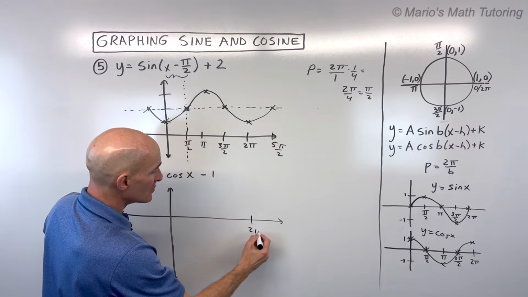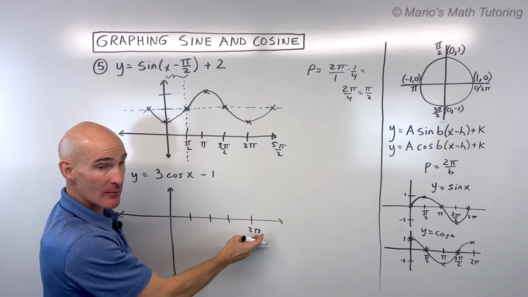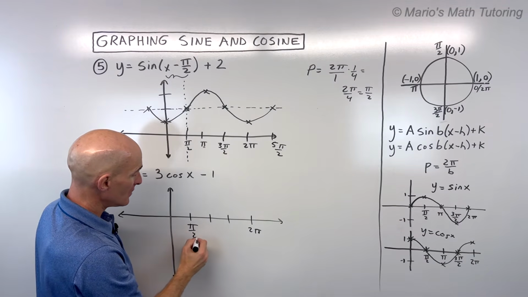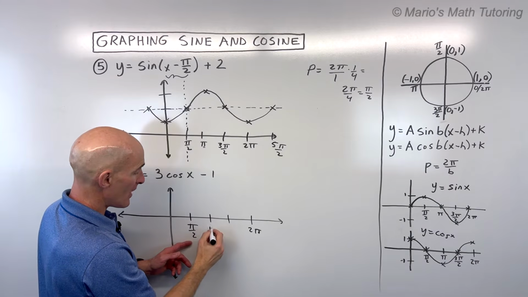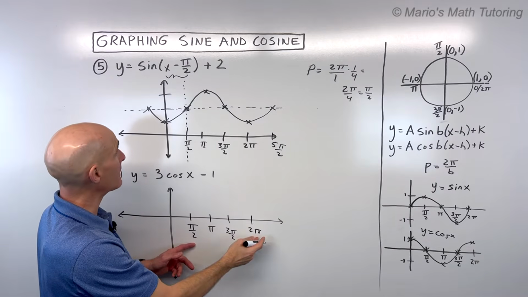So here's our period, 2 pi, divided up into 4 equal pieces. 2 pi divided by 4 is pi over 2. So that's my scale. So this is 2 pi over 2, which is pi, 3 pi over 2, 4 pi over 2, which is 2 pi.